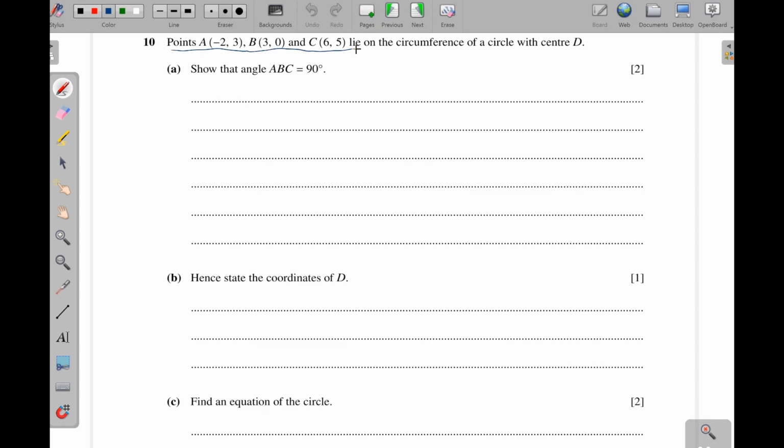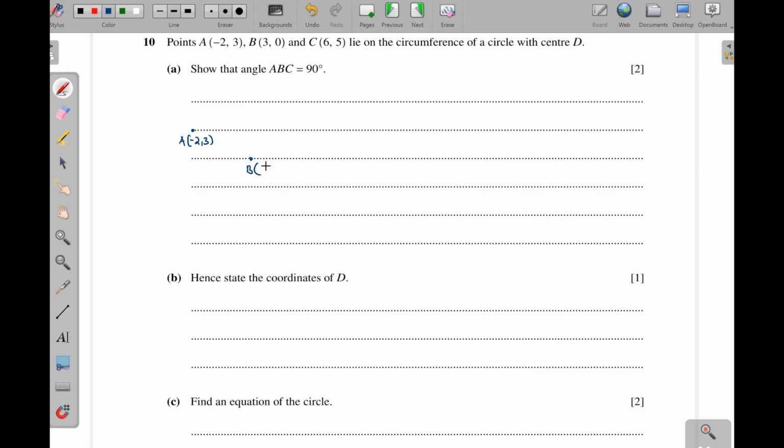Question 10. Points A, B, and C lie on the circumference of a circle with center D. Show that the angle ABC is equal to 90 degrees as our part A. So if negative 2 and 3 is here, that is A. Then B is 3, 0. So 3 is on the right of negative 2, and then 0 is below the 3. So maybe I will have it down there. So maybe this is B, let me just put it around here.